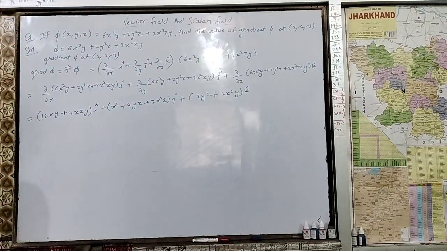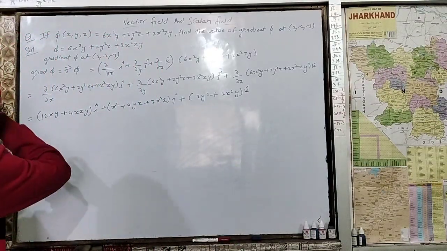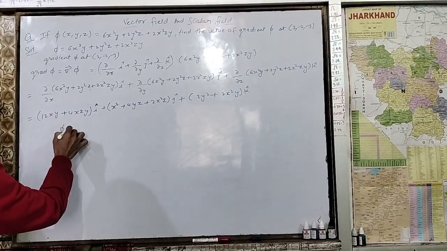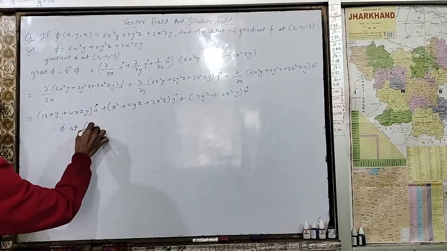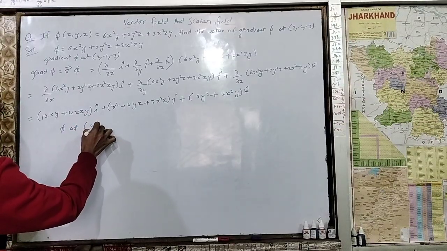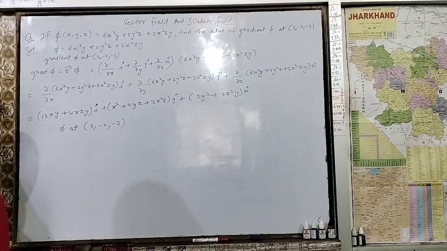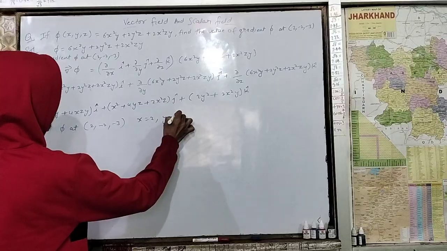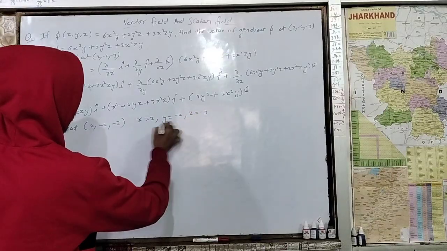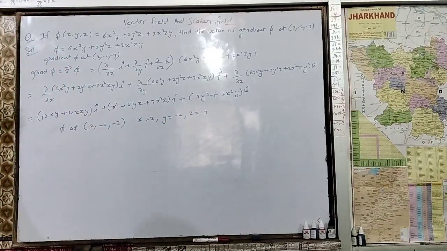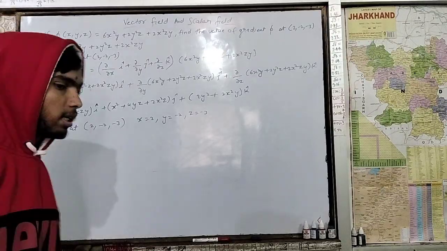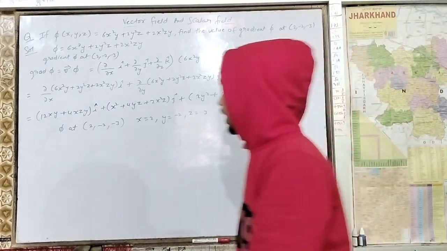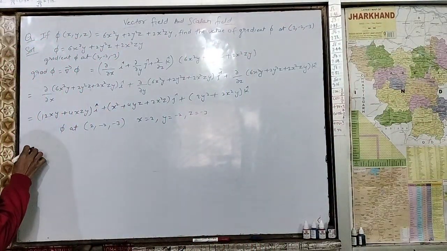Now our work is to substitute the values. So phi at (2, minus 2, minus 3) means x is 2, y is minus 2, and z is minus 3. All these values we have to put in this equation so that we can get the final answer as the gradient of phi.